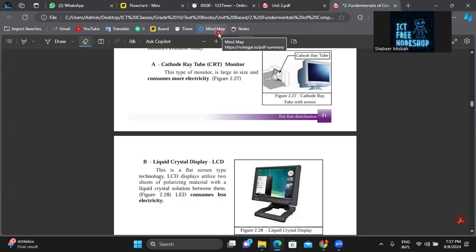But there are some parts in ICT that you are 100% sure they are going to test. So you must target those parts and memorize them. Not only memorize, you must have a clear understanding of each and every point regarding that lesson.